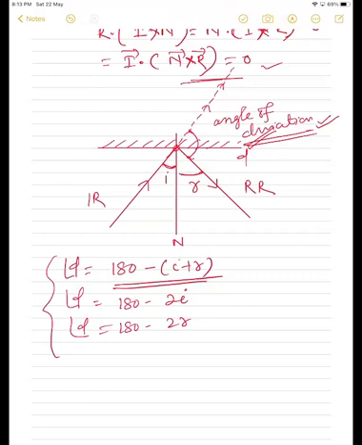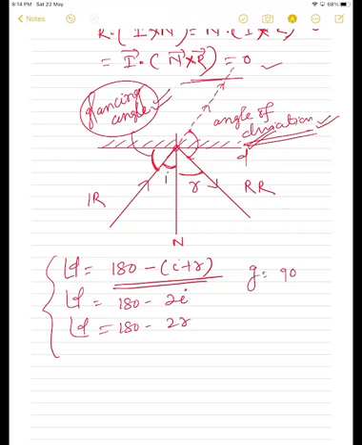And students, the angle made by this incident ray with the plane surface, sometimes given in the question, is known as the glancing angle. That is also known as glancing angle, correct? Understood? And glancing angle G is always 90 minus I.